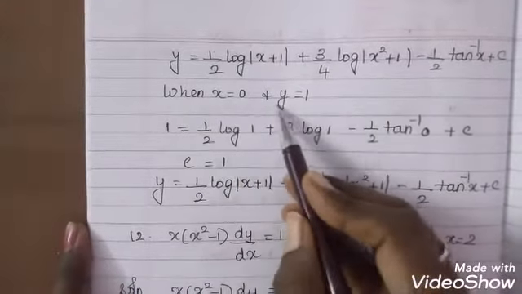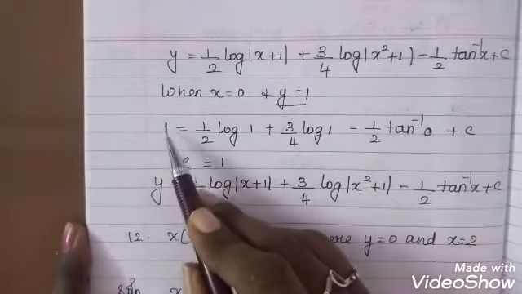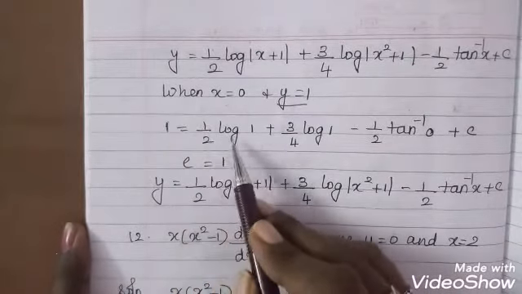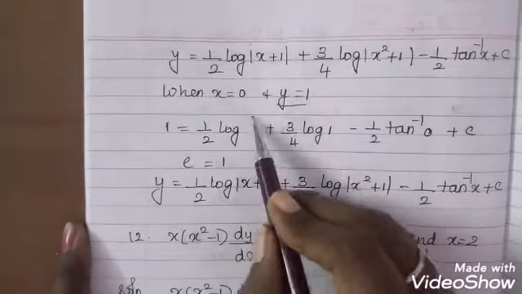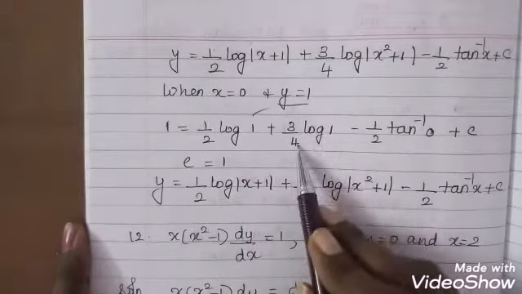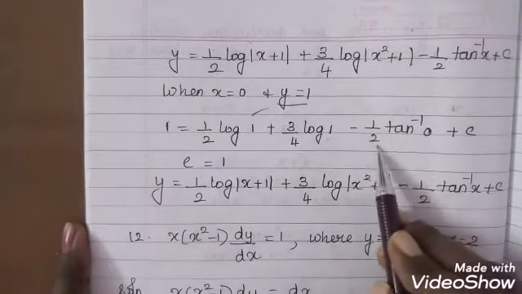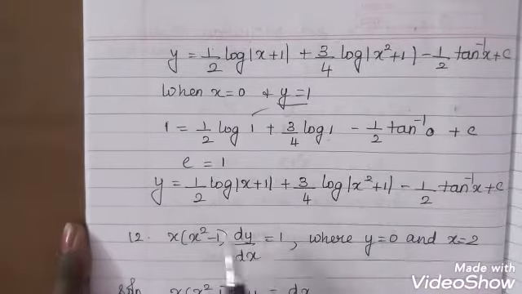So when x is equal to 0 and y is equal to 1, what will I get here? Putting y equal to 1, you will get 1 equal to 1 by 2 into log of 0 plus 1, which is nothing but log 1, plus 3 by 4 into log of 0 plus 1, which is nothing but log 1 here, minus 1 by 2 into tan inverse of 0 plus a constant.